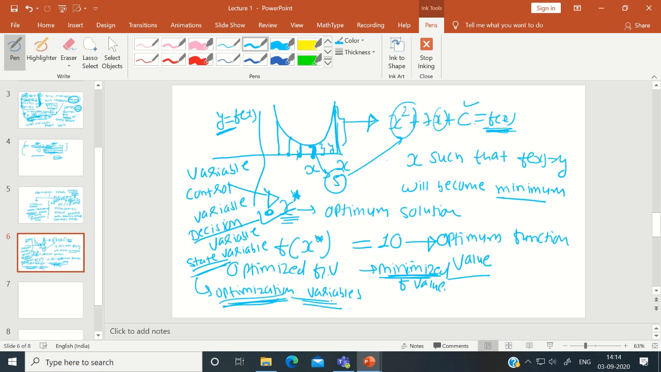So any optimization problem consists of a number of control variables or optimization variables, and our aim is to find the best values of the optimization variables which will minimize the objective function. So our aim is to find out x star, and corresponding to x star we will find out f of x star. This is our procedure. And yes, this function is called the objective function.